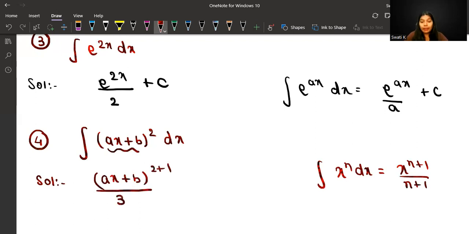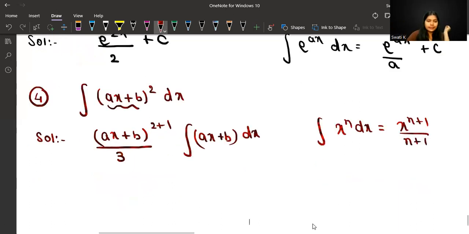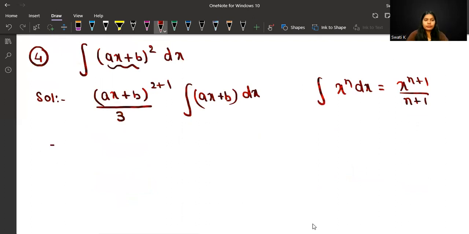But we have to integrate this ax plus b as well. So if you integrate that, let me write it down. We should not be in a hurry here. So let's integrate this part now. We have integrated ax plus b whole square. Now we will integrate just ax plus b. So let's see how we can integrate this. It will simply become ax plus b upon 3, and here we of course have 3.